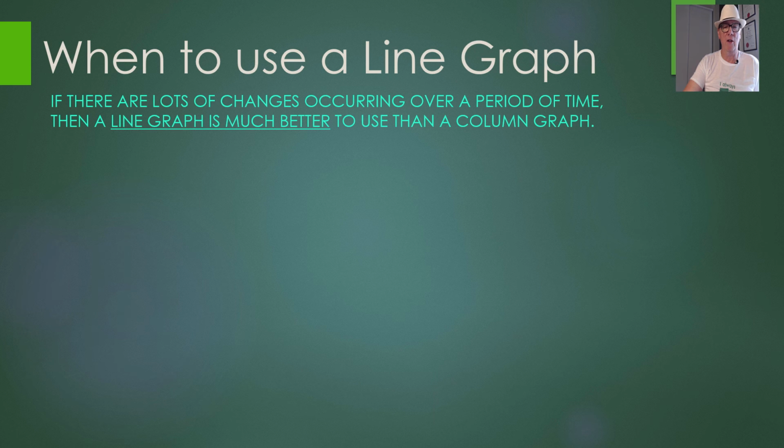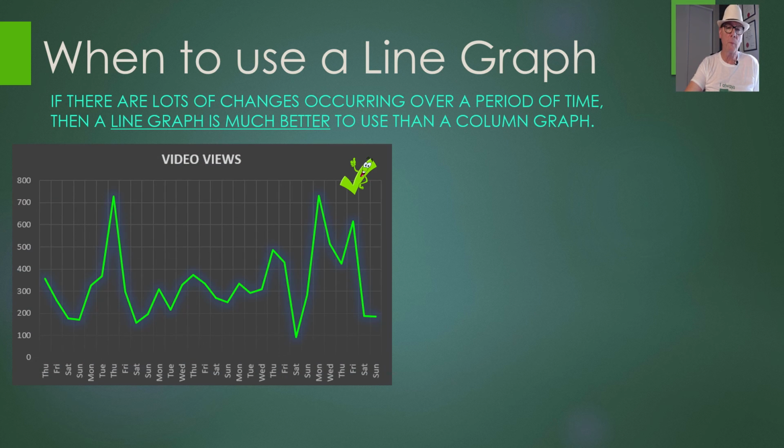So if there are lots of changes occurring over a period of time, then the line graph is always much better than the column graph, and we'll show you why. For video views, as we saw, a line graph is really good because it shows you when the peaks are happening and when things drop down and are really low. So this is great for tracking changes over time, the same way they track share market prices over time. Definitely a line graph is the go.